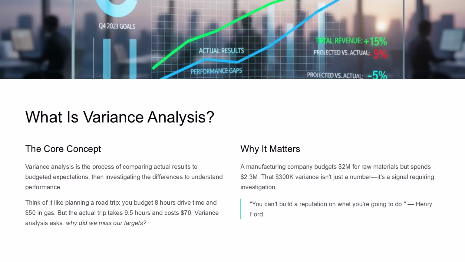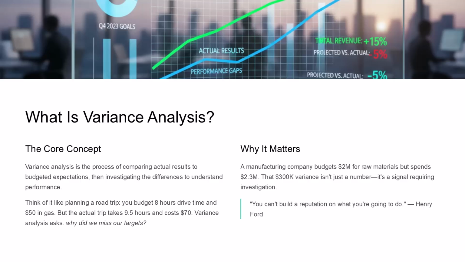Think about it like this. You plan a road trip from Austin to Denver. You budget 8 hours of drive time, $50 in gas, and 2 meal stops. But when you actually make the trip, it takes 9.5 hours, costs $70 in gas, and you stopped 3 times because your cousin needed bathroom breaks. Variance analysis is sitting down after that trip and asking, why did we miss our targets? Was it traffic, gas prices, route choice? That analysis, that investigation, that's what turns experience into learning.